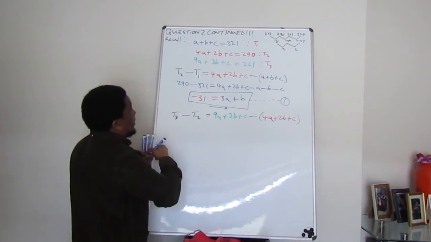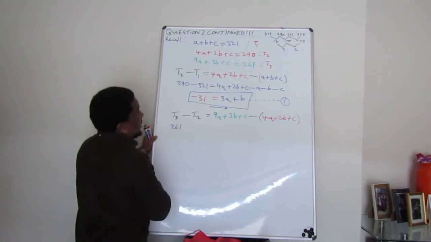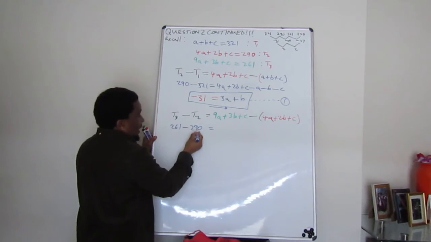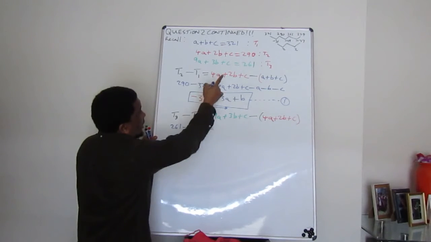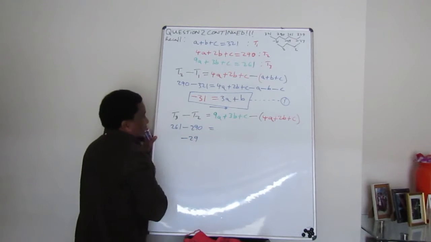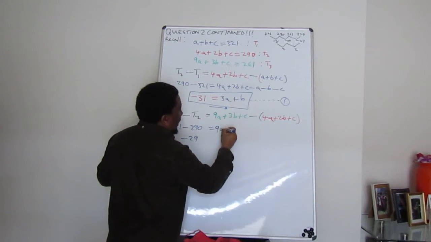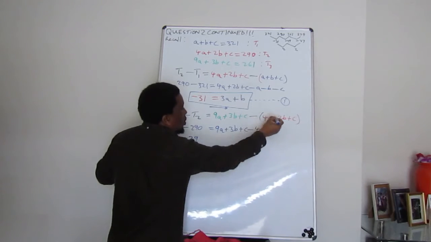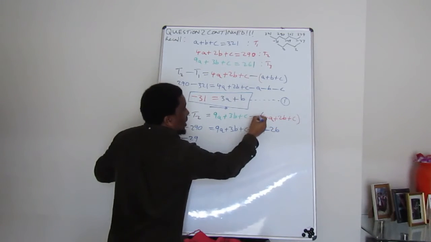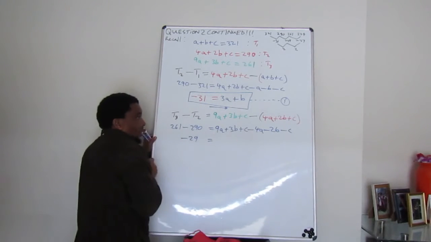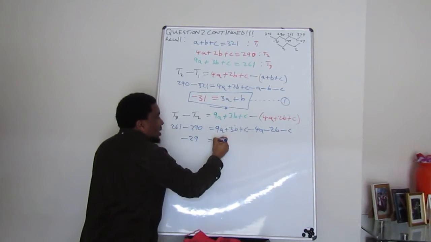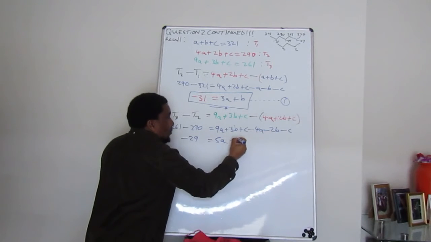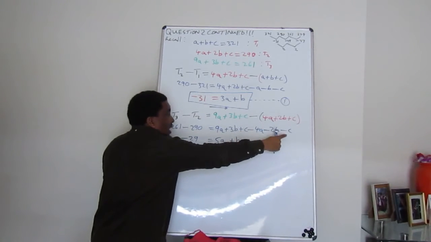Now remember, term 3 is 261. Minus term 2, which is 290. A smaller number minus a bigger number is negative. The difference is negative 29. Minus 29. Then here, 9a plus 3b plus c. Minus 1 times this, minus 4a. Minus 1 times this, minus 2b. Minus 1 times this, minus c. Which is equal to, there we go, 9a minus 4a gives me positive 5a. Positive 3b minus 2b gives me positive b. Again, positive c, negative c gives me 0.